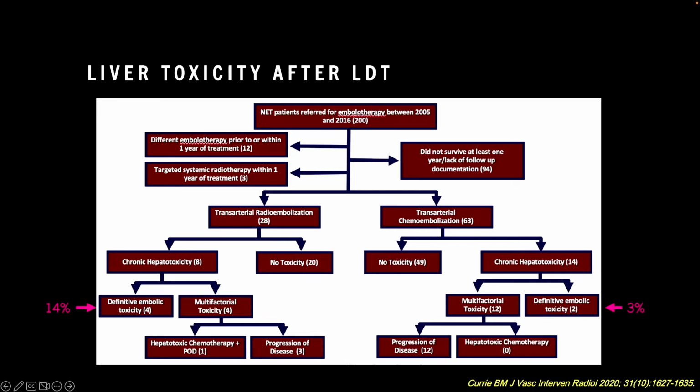Okay? What about afterwards? I said I don't want to do any harm. Do patients develop liver toxicity, or do their livers start to fail after? And what we know is that patients that have liver-directed therapy with radioembolization have a 14% chance of developing liver toxicity over the long term, okay, versus 3% in patients that undergo chemoembolization. Why is that? It's because it's radiation versus chemoembolization. I said that hose analogy. The hose washes the chemotherapy away, and it's not quite as toxic as radiation.